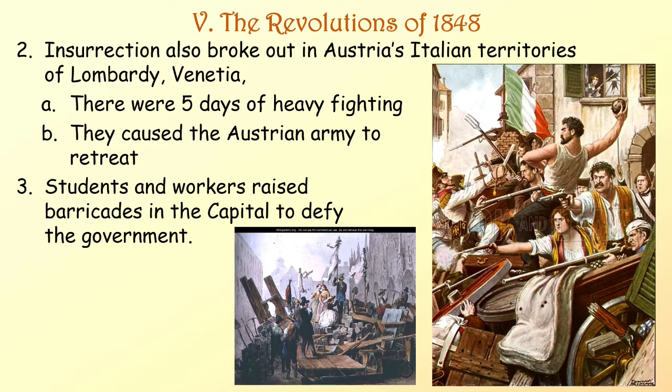Insurrection also broke out in Austria's Italian territories of Lombardy and Venetia, and we've already talked about why. And there were 5 days of heavy fighting in those areas, and they caused the Austrian army to retreat. Students and workers raised barricades in the capital to defy the government.